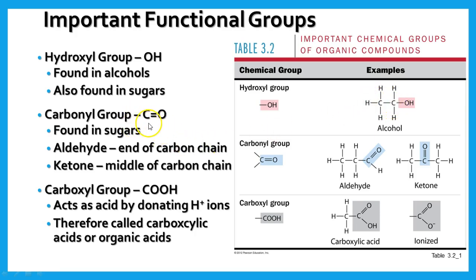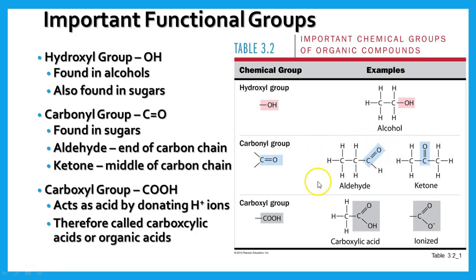Another group that you find is a carbonyl group. The carbonyl group is a carbon double bonded to an oxygen. Since we know that oxygen is very electronegative and has a strong attraction to the electrons, you can tell that anything that's going to have oxygen in it is going to have some polarity to it. The carbonyl group can be found at the end of a chain or in the middle of a chain.